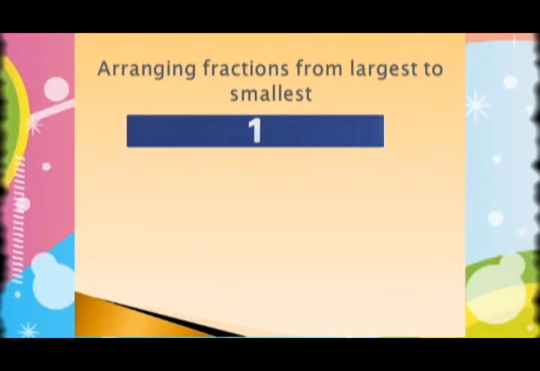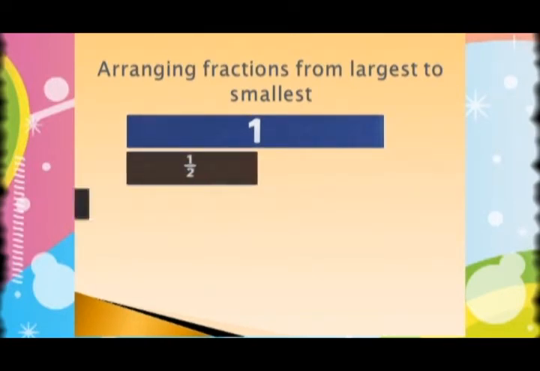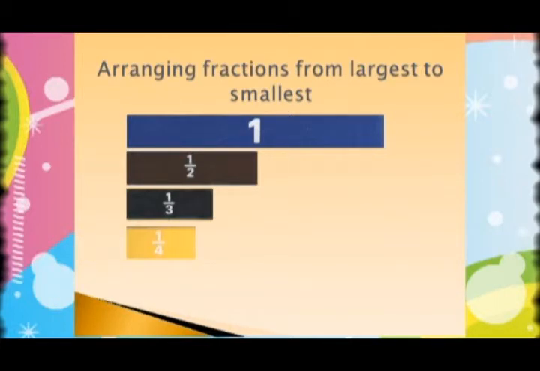Now we will be arranging fractions from largest to smallest. 1 whole, a half, a third, a quarter, 1/5. Here we have arranged the tiles showing largest pieces to the smallest pieces. Remember what we said about the denominator? The larger the denominator, the smaller the fraction will be.